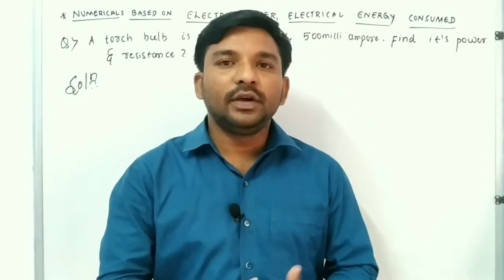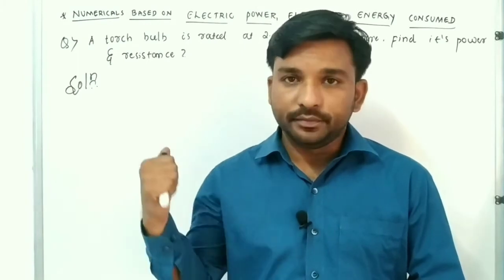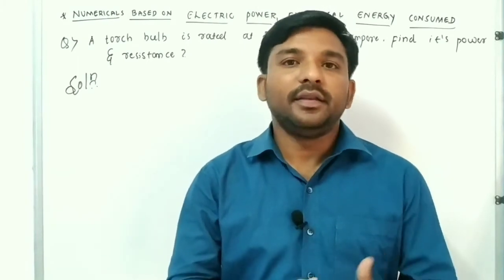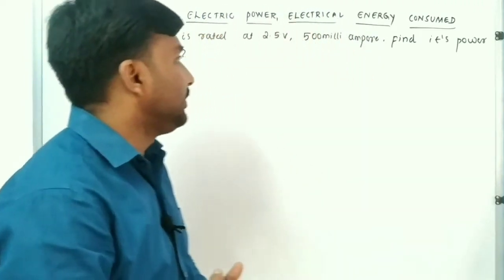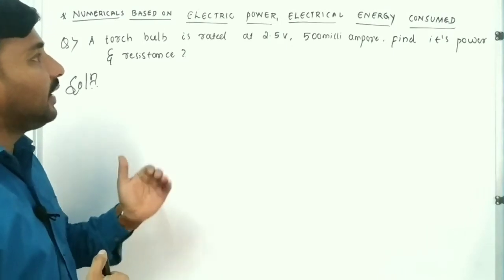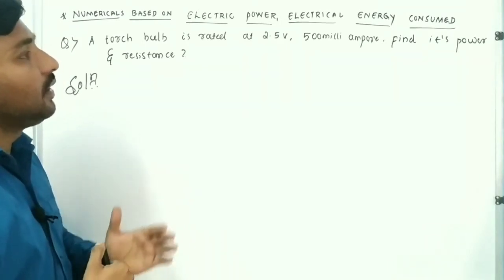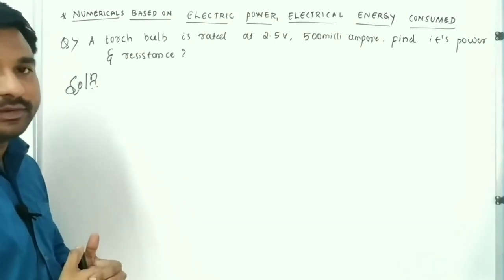Hello students, today we will solve numericals based on electric power and energy consumed by the electrical appliances. So here is the first question I have written on the board. A torch bulb is rated at 2.5 volt, 500 milliampere. Find its power and resistor.